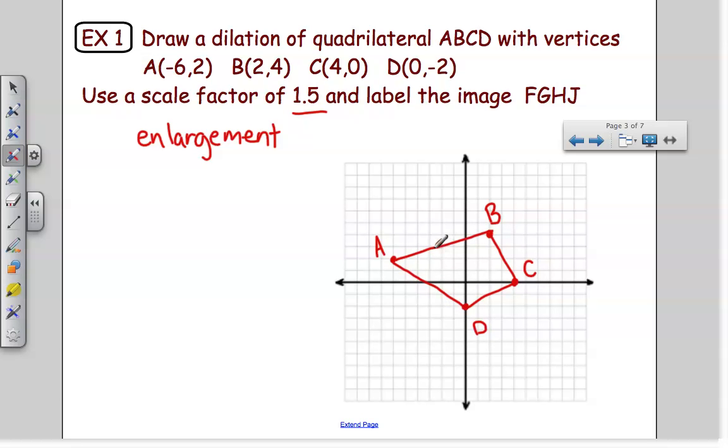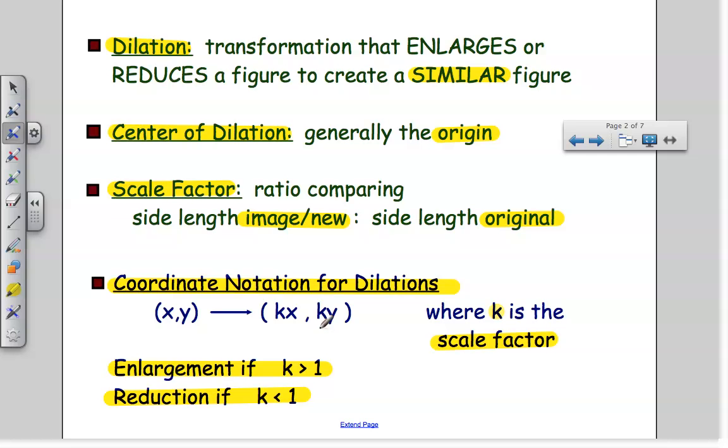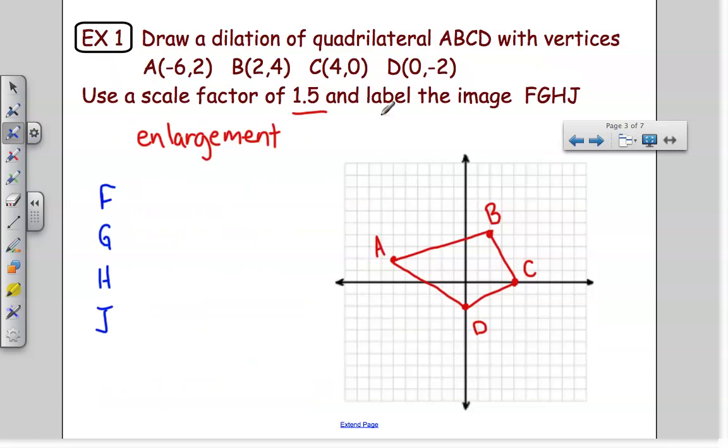Now, to do my dilation, I should actually find the new points. The image is going to be FGHJ. And just like back here, for the coordinate notation, you just multiply x and y by whatever the scale factor is, by k. So in this example, the fact that the scale factor was 1.5, I'm basically multiplying all of the original coordinates by 1.5 to get these new points here.